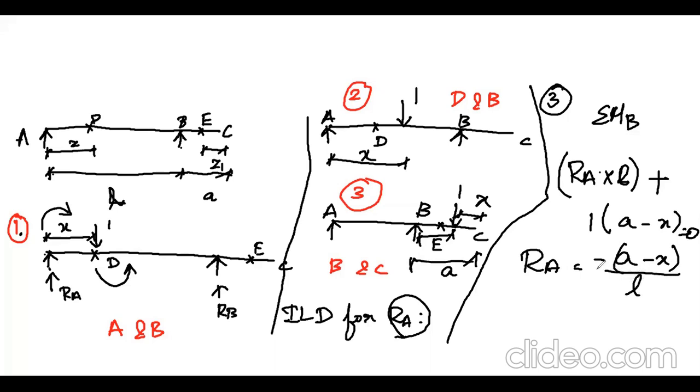For the first condition, the value of RA is taken as L minus X by L. Here it is a linear variation. This is according to figure 1. And this is according to condition 3, that is the third condition.